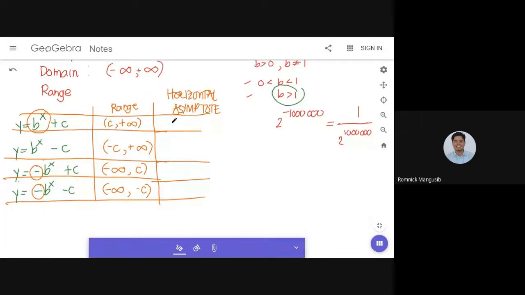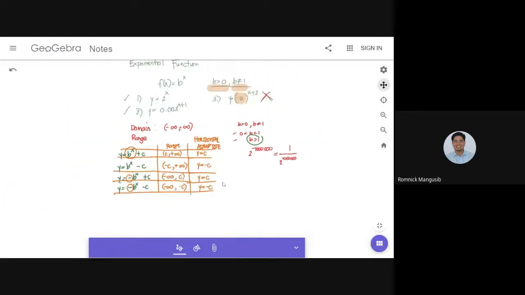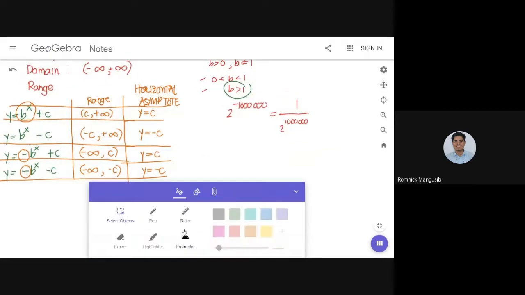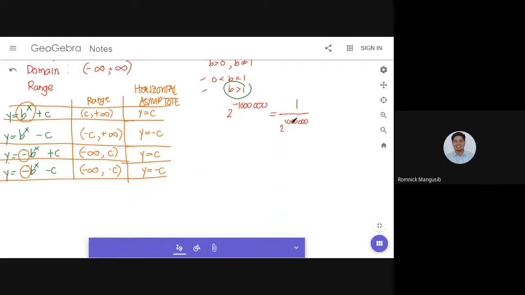Kunin natin yung constant na c, y is equal to c. Y is equal to negative c. Y is equal to c and y is equal to negative c. Okay? So yan yung sinasabi ng rule. Ngayon, kapag i-apply na natin siya gamit yung may example nga na function, kapansin-pansin ang mabilis sa pag-solve sa kanyang range and horizontal asymptote. For example, y is equal to 3 raised to x minus 4.